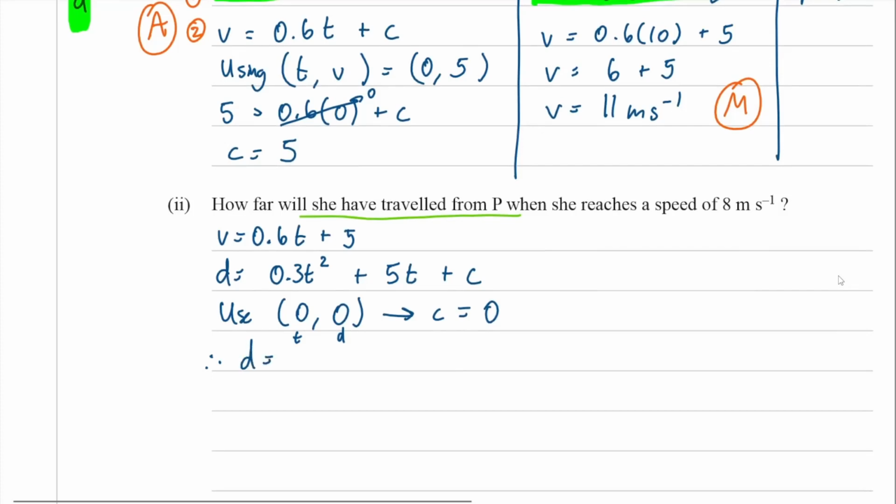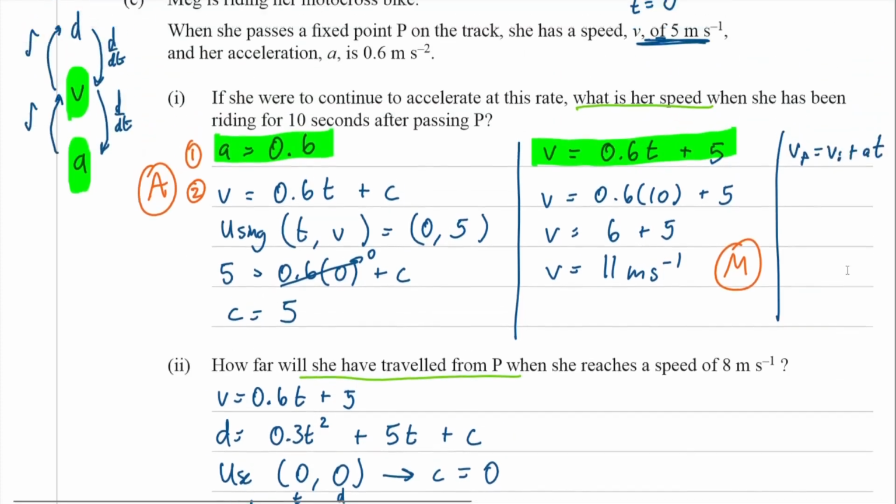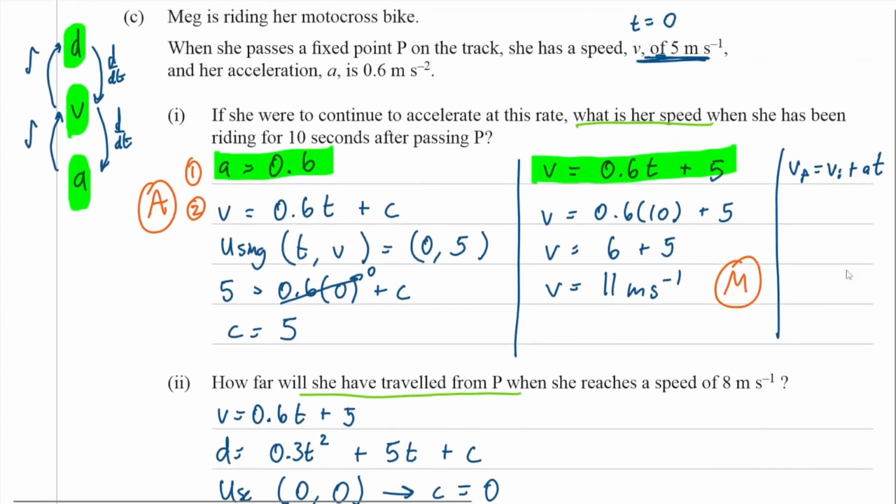So as an equation, we know her distance is given by 0.3t squared plus 5t. Right, and we're in a good position. So we have equations for all of distance, speed, and acceleration.